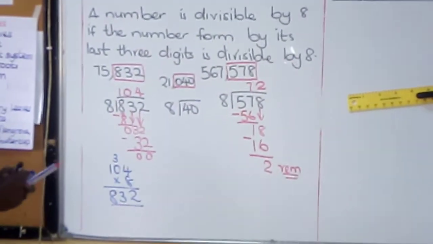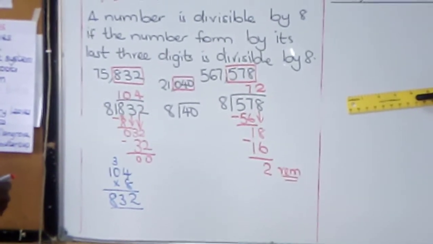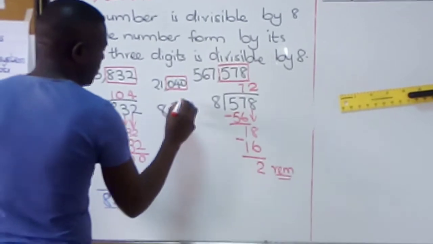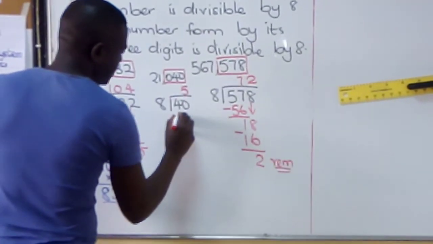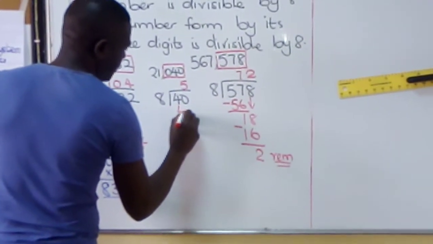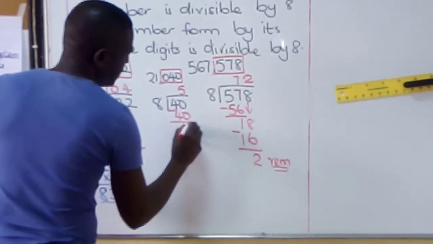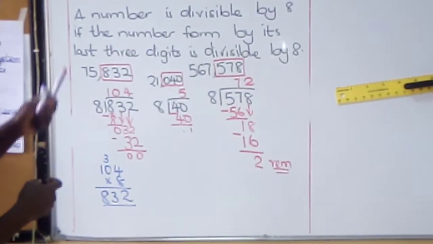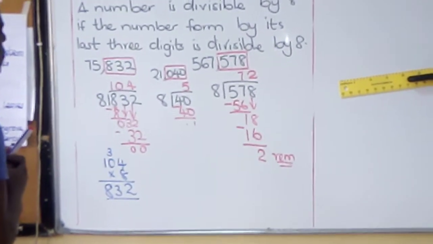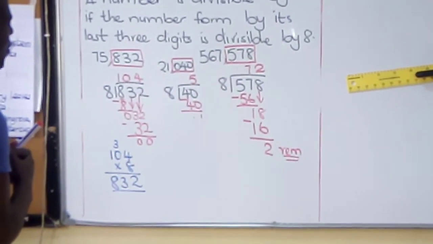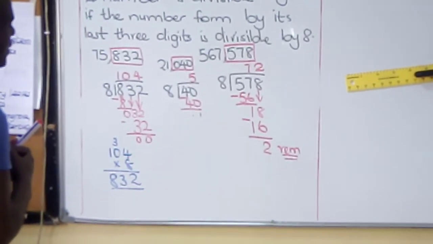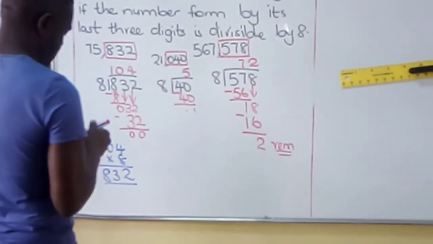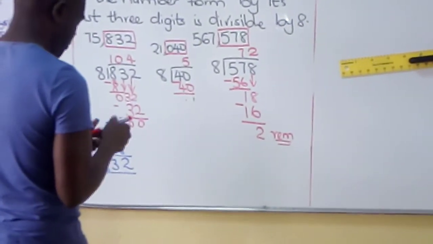Is 40 a multiple of 8? Correct. 40 is a multiple of 8 because of 5. That 5 times 8 is 40. The difference is 0. Now, that number proves that it could be a multiple of 8. Let's look at it. 21. Let's prove. We must prove everything.